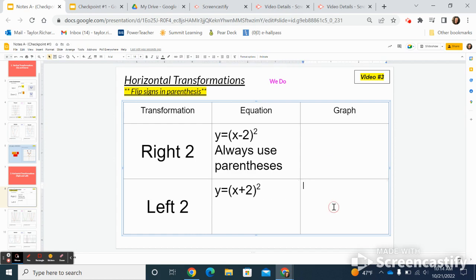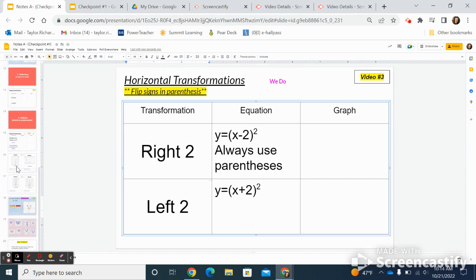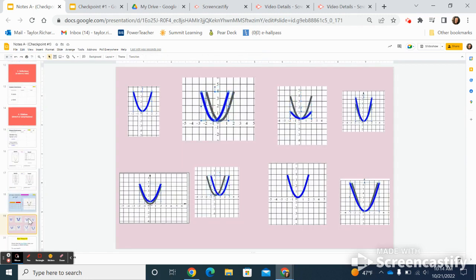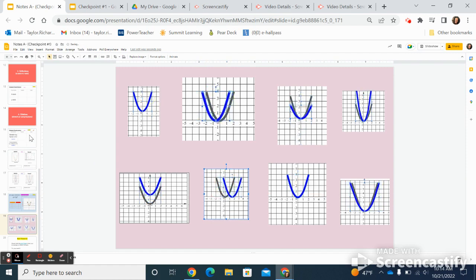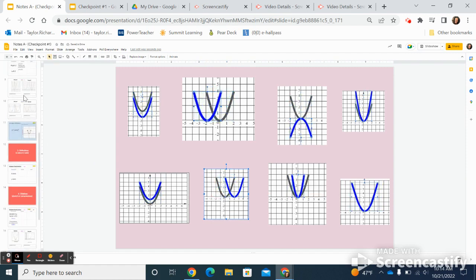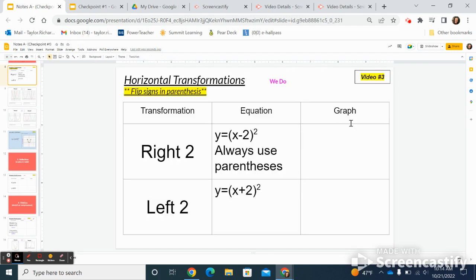Okay, let's go ahead and find our graphs for going right 2 and left 2. Let's go down to our purple slide, slide 19, and I want you first to look for which picture is moving to the right by 2, starting at 0 and sliding to the right by 2. I think it's this one right here. Look, it's going to the right 1, 2. So I'm going to copy this one and put it back on my slide, right 2.